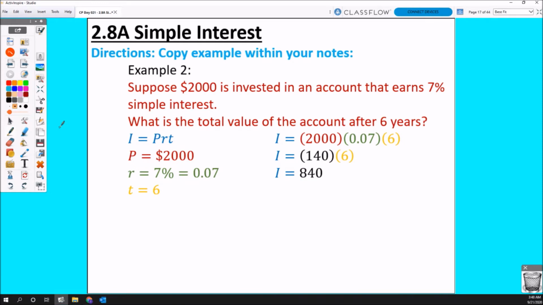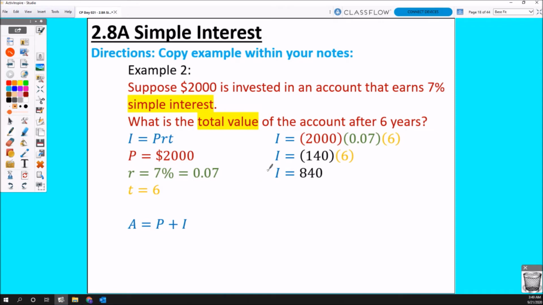So the next example has the same question. Suppose 2,000 is invested in an account that earns 7% simple interest. What is the total value of the account after 6 years? So again, if you look closely at the question, we're working with simple interest and we're looking for the total value. So if you were given this problem from the very beginning and it asks you to find the total value, you still have to calculate all this work as shown in the previous example.